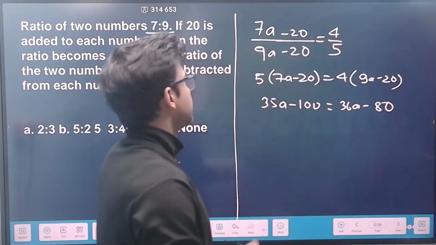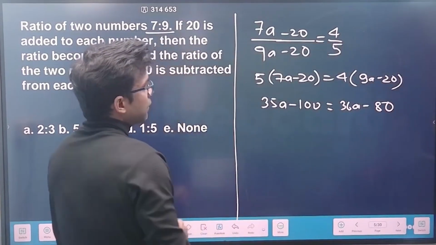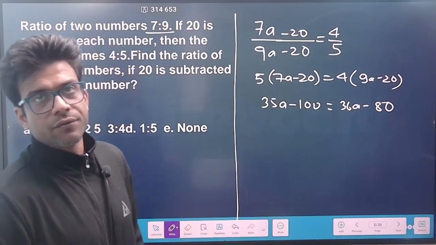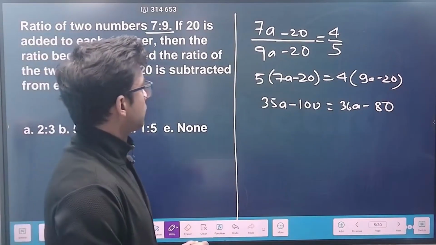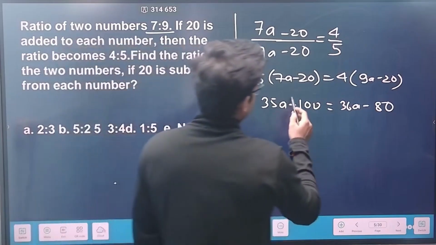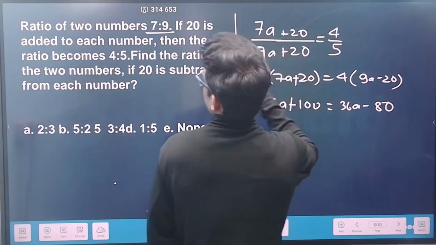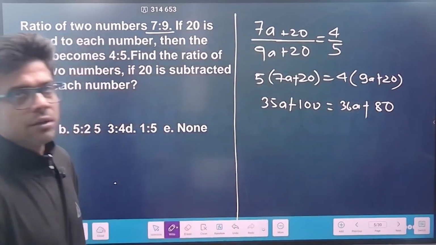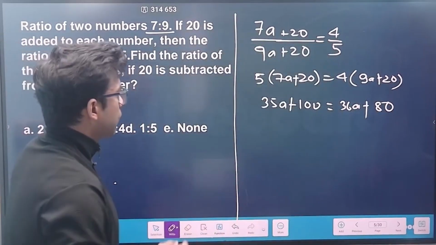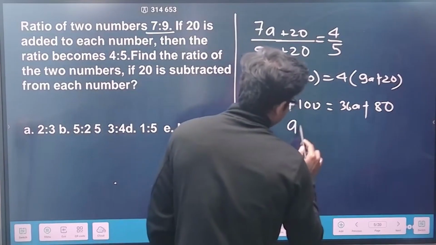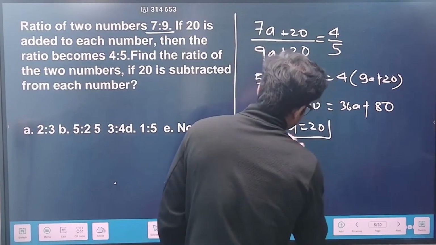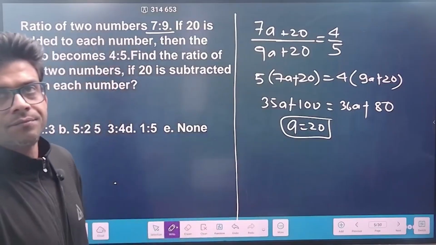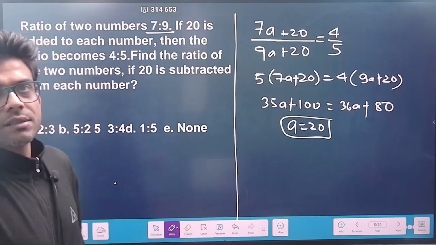I hope you're getting it. So from here you can figure out the value of a. The value of a would be how much? We are adding the number now. Okay, sorry, we are adding the number, guys. So from here, we can get a equals 20. I hope this much is clear to you. Till now, I guess there is no doubt in it.